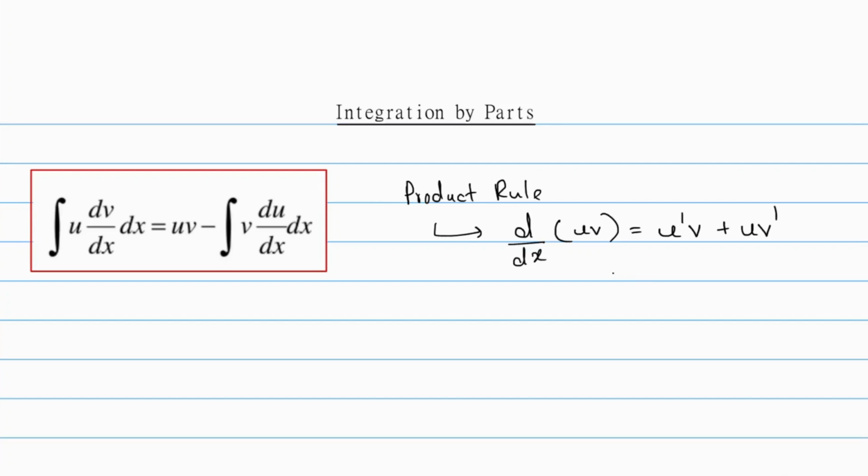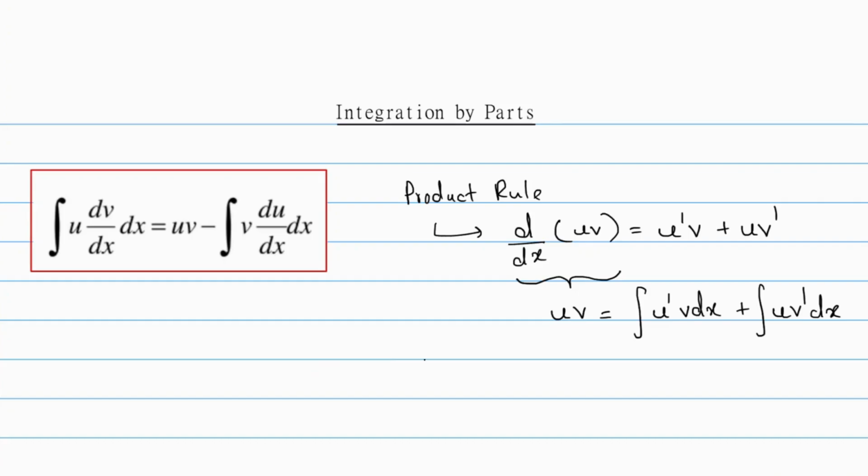Now, getting this formula for integration by parts is nothing new. It's simply getting the integral of this product rule. So if we integrate both sides, of course, if you integrate this particular term with respect to x, you're going to get uv, and that is going to be equal to the integration of u dash v dx plus integration u v dash dx.